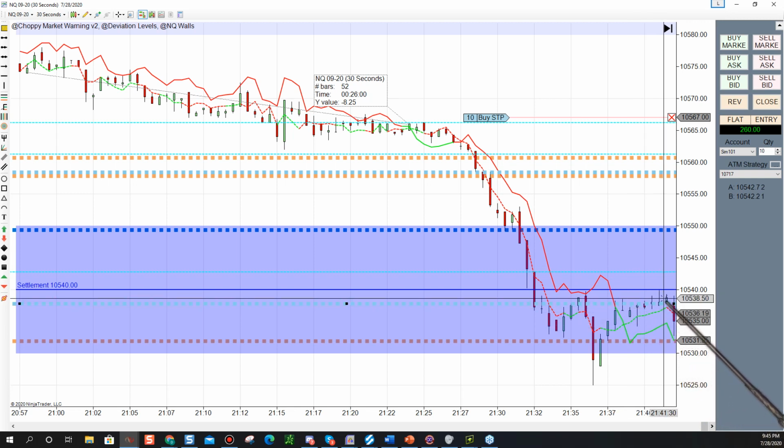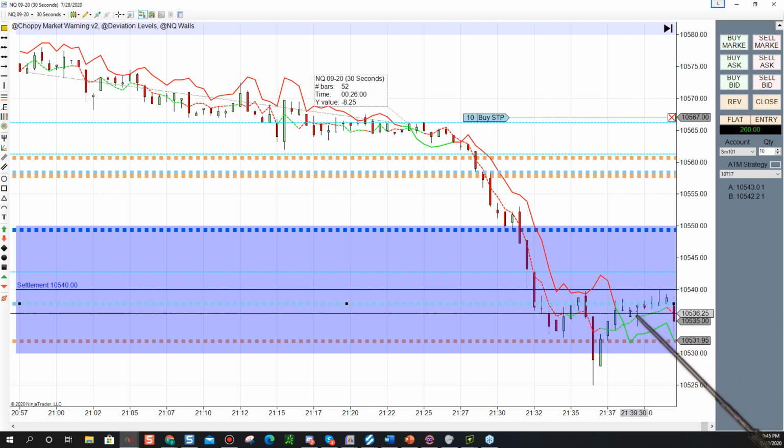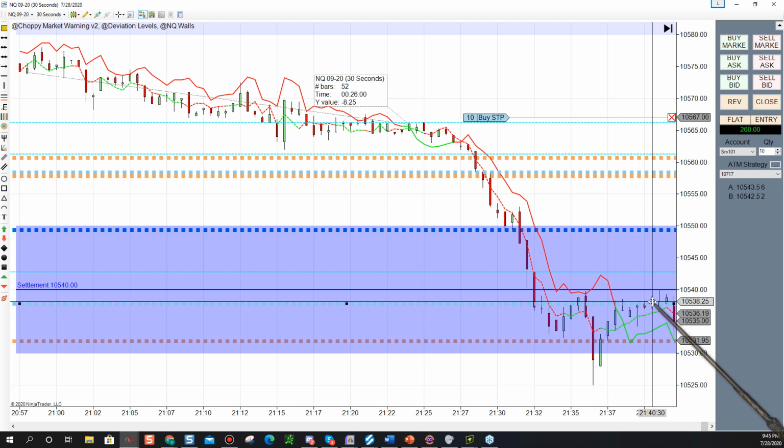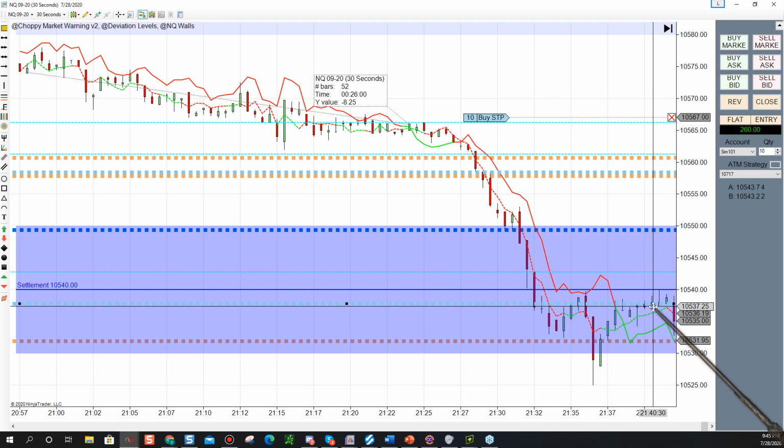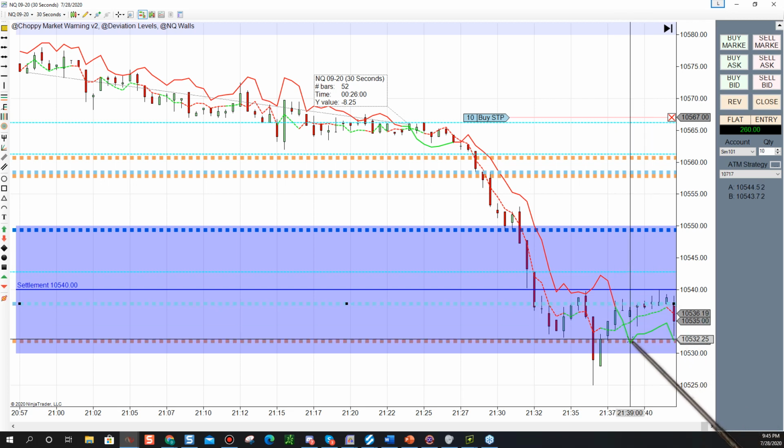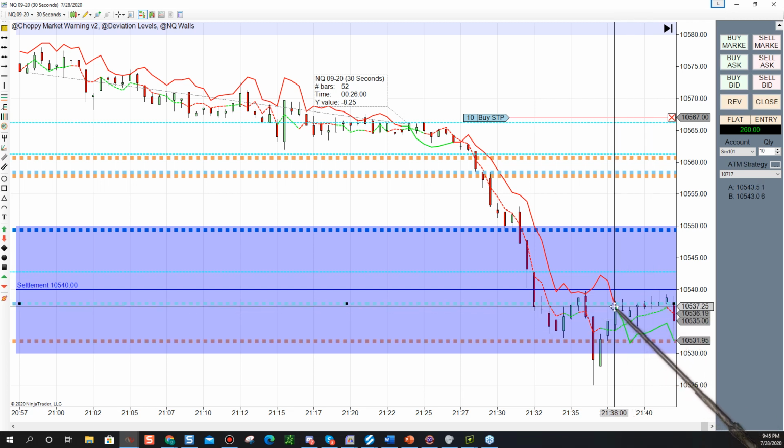We're waiting for it to close above. It closes above right here. See, it does a lot of wicks, but right there it closes above the solid red line. Now notice it may go to a green line, so I'm going to leave it at the solid red line. Yeah, that'd be 33 ticks.